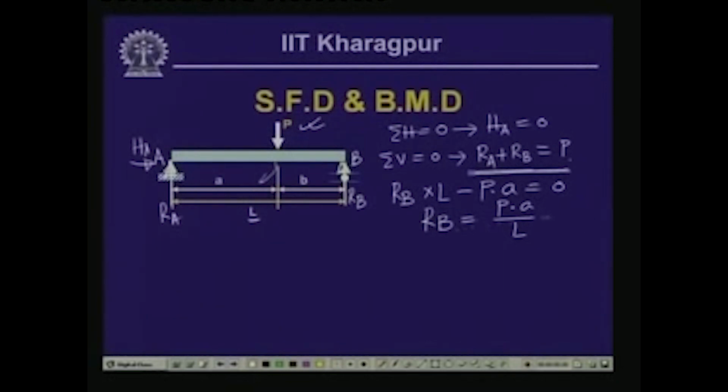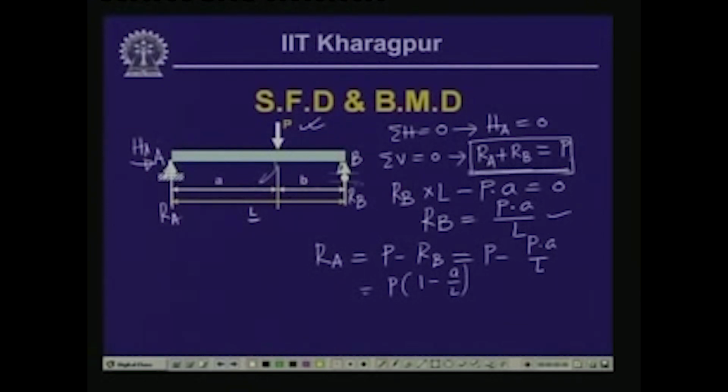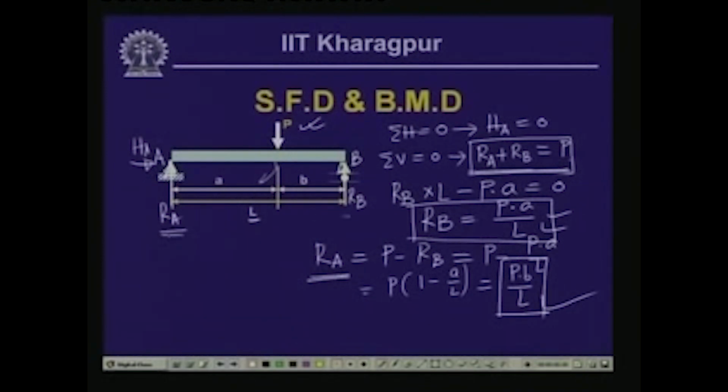Now, if R B is this, then the value of R A from this particular equation we can get as R A equals P minus R B, and this equals P minus P A into L. So, this gives us that P, if we take it out, 1 minus A by L, and L minus A is nothing but B. So, this equals P B by L. So, the value of R B is P A by L and the value of R A is P B by L. These are the two values of the reactive forces R A and R B.